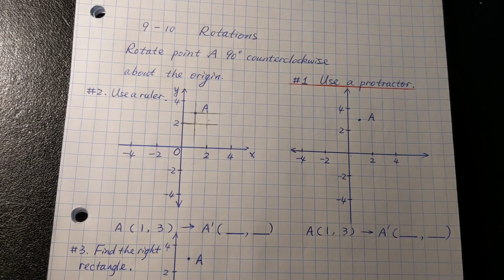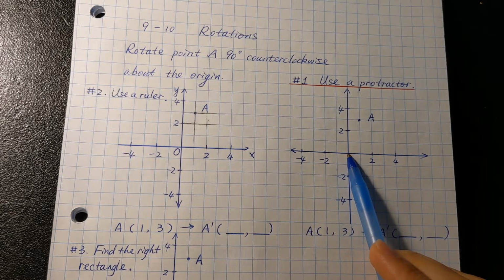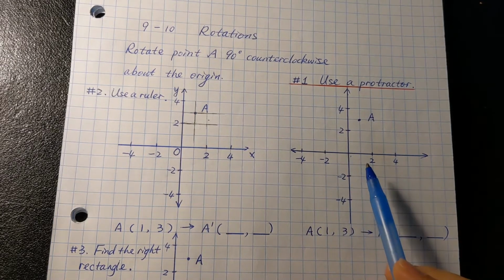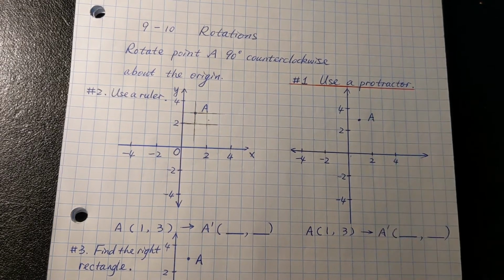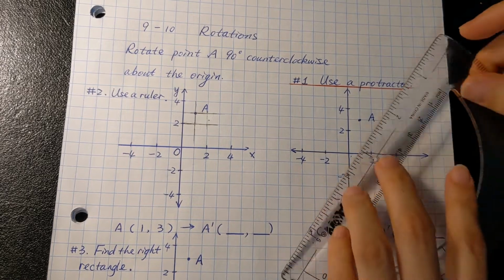Hi everyone, in this video we will learn how to rotate a point 90 degrees counterclockwise about the origin in 3 different ways. The center of this rotation is the origin (0, 0), right here. Now first way, we are going to use a protractor. Step 1, connect point A and the center of the rotation.